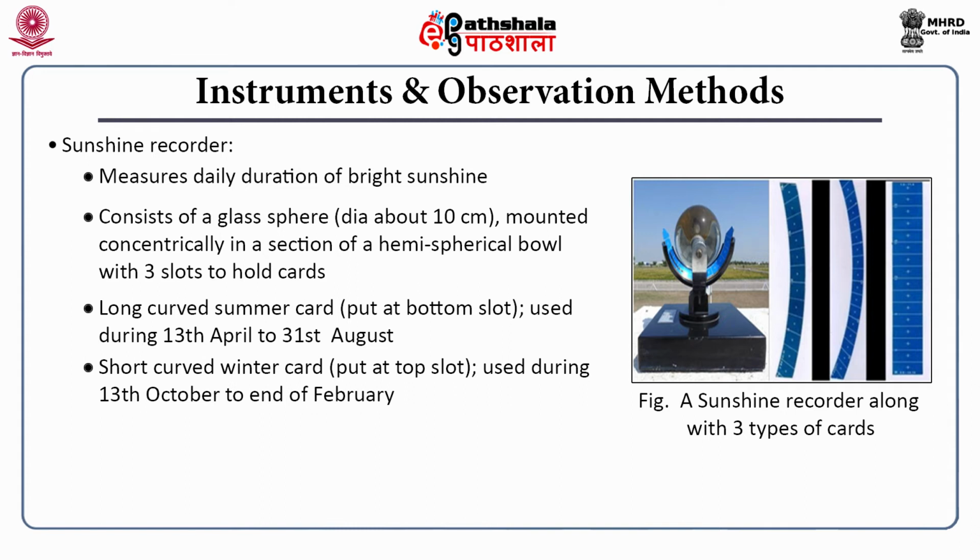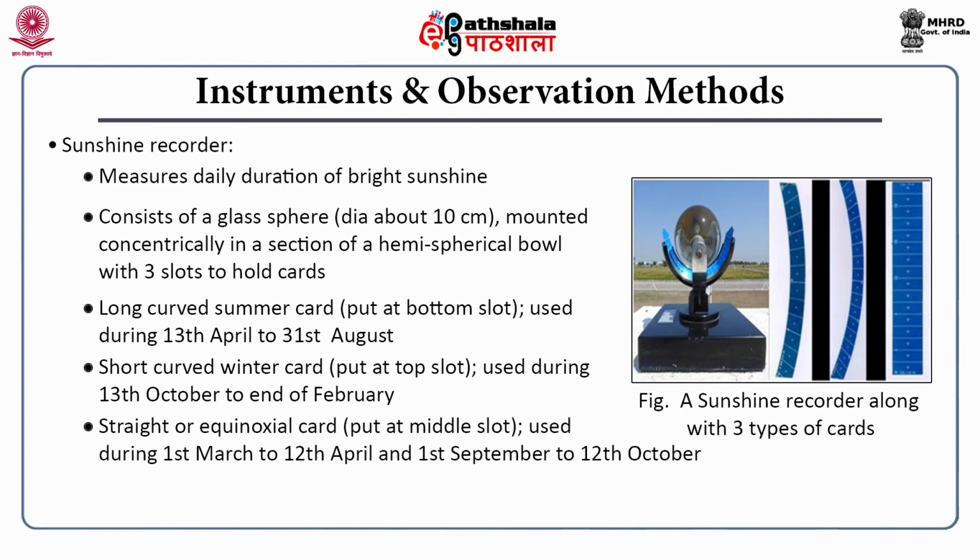The next type is the short curved card. It is used during winter time and it is put at the bottom slot. The time during which it is used is 13th October to end of February. The third type is the straight or equinoctial card. It is put at the middle slot and used during 1st March to 12th April and then 1st September to 12th October. The instrument is kept at an open exposed place at 3 meter height.